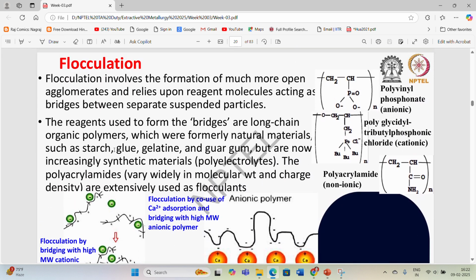Similarly, there are flocculation processes. Flocculation involves the formation of much more open agglomerates and relies upon reagent molecules acting as bridges between separate suspended particles. So here we are adding some chemical reagents which are going to act as a bridge between two particles to get them agglomerated. The reagents used to form the bridges are generally long chain organic polymers, which were formerly natural materials such as starch, glue, gelatin, and guar gum, but are now increasingly synthetic materials like polyelectrolytes or polyacrylamides, which are extensively used as flocculant material.